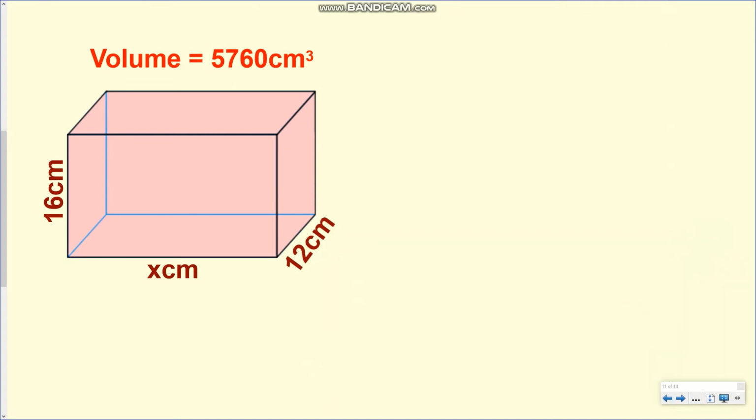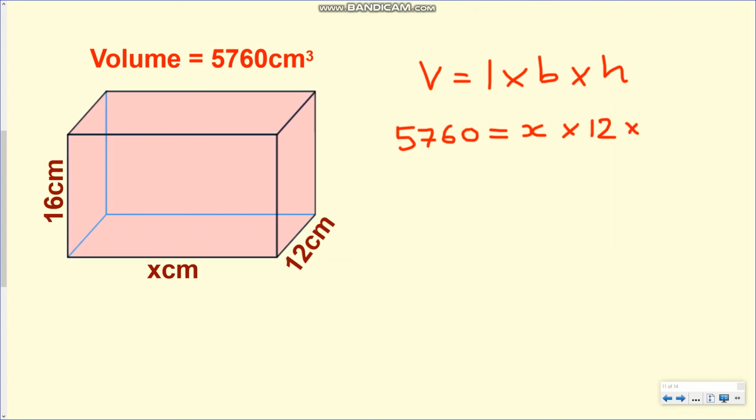Okay, for the second example, again, I'm going to write down volume equals length times breadth times height. I know what the volume is. I've been told what the volume is in this diagram. So I'm going to write down 5760 for my volume. I know my length is x. Times it by 12 is the breadth. Times it by 16 is the height. So that's all the information that's in the diagram.